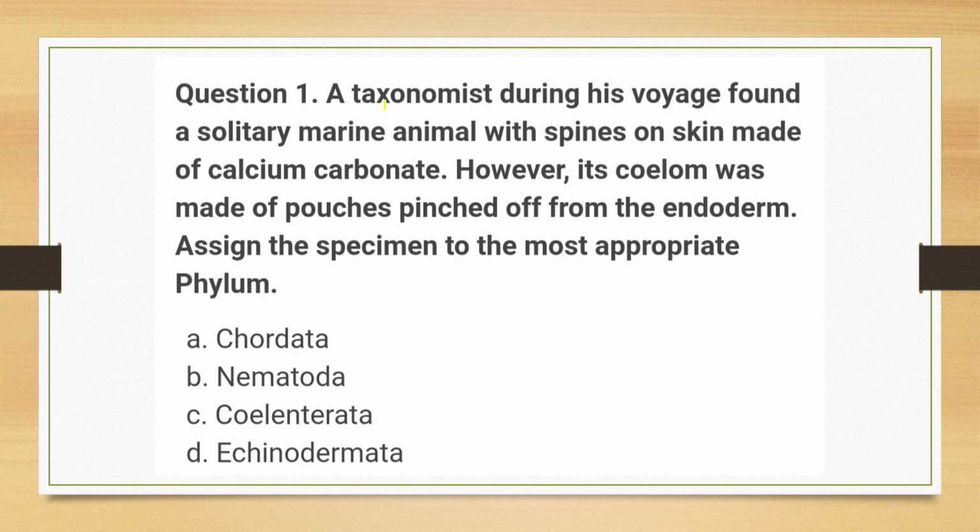So here you have to assign a specimen which has these three characteristics. It is a solitary marine animal. It has spines on skin made up of calcium carbonate. It is coelomate, and the coelom is made up of pouches pinched off from its endoderm. So which phylum shows these kinds of characteristics? For answering this kind of question, you have to know very well the characteristics of each phylum. All these characteristics are seen in phylum Echinodermata. So the correct answer would be option D.